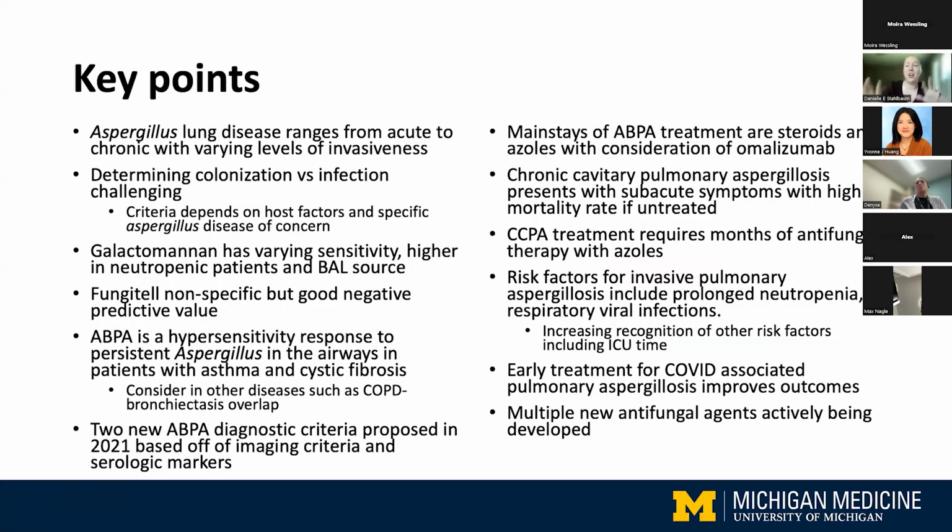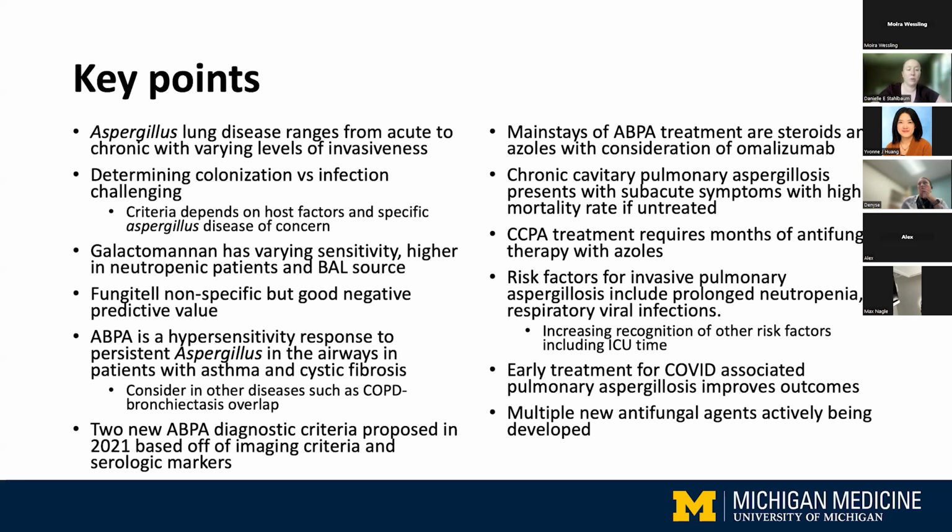So this was kind of a whirlwind overview of Aspergillus-related lung disease. Some key points that I want to make sure to point out is that Aspergillus lung disease ranges from acute to chronic, and there's varying levels of invasiveness. Determining colonization versus infection is challenging, and the criteria to diagnose infection depends on host factors and the specific Aspergillus-related disease of concern. Galactomannan has varying sensitivity but it's higher in neutropenic patients and with a BAL source. Fungitell is nonspecific, but has a good negative predictive value.